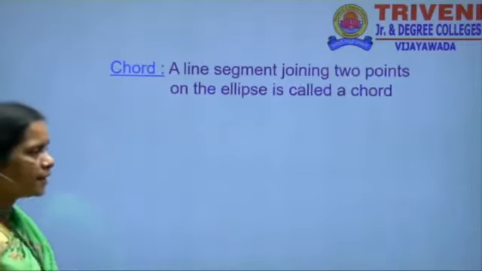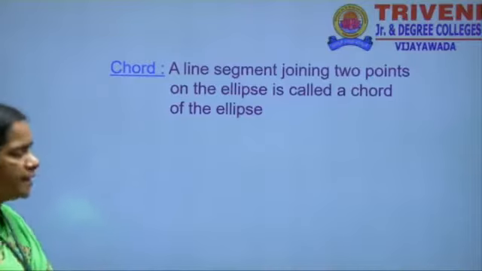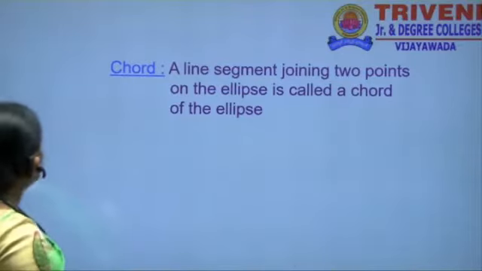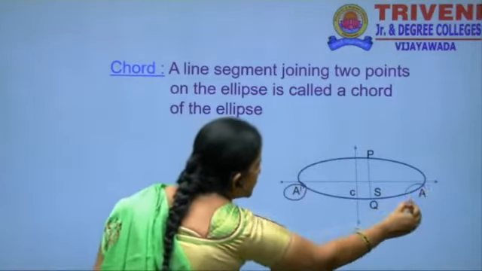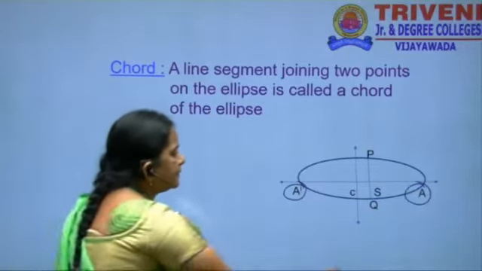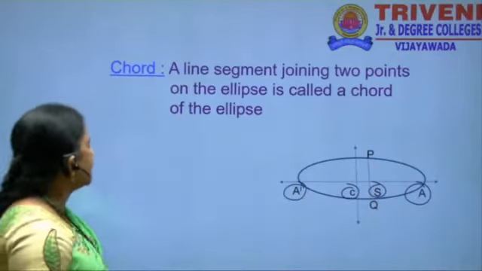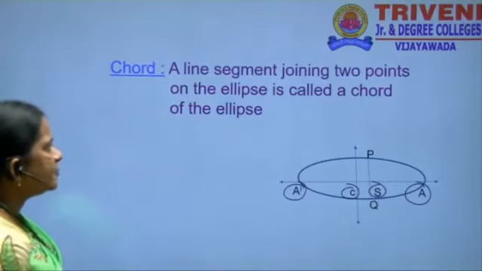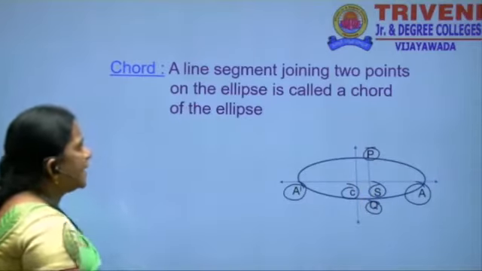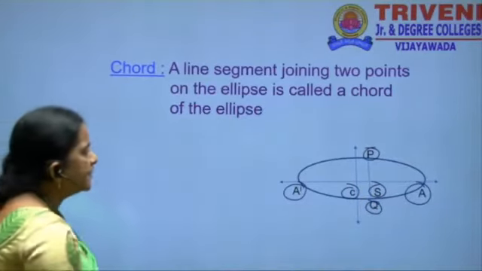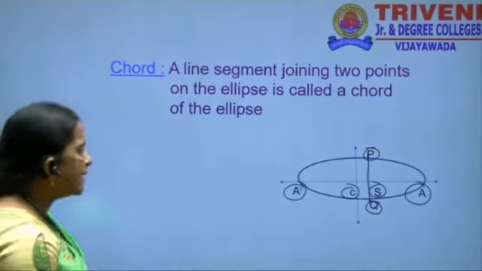Next, some important definitions are there. That is, what is meant by chord, focal chord and double ordinate. We have to know the definitions like this. Here the ellipse is there. A and A dash are the vertices, S is the focus and C is the center. Here what is PQ? PQ is the chord. A line segment joining 2 points P and Q on the ellipse is called a chord of the ellipse. PQ is the chord of the ellipse.